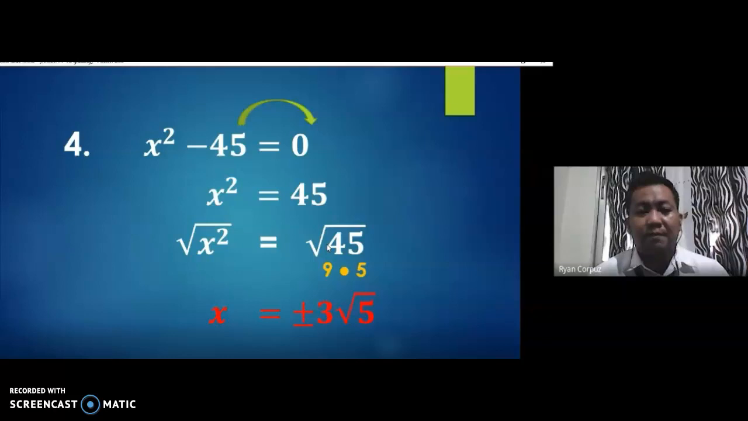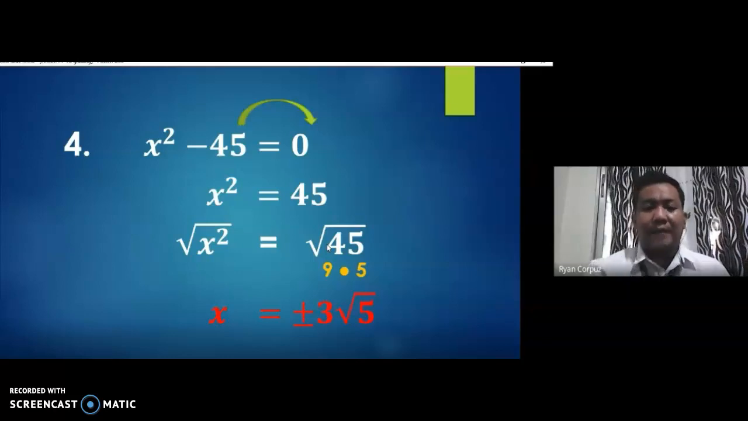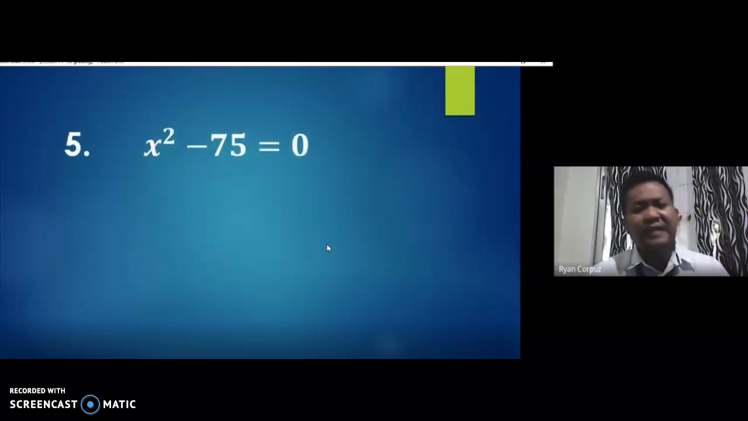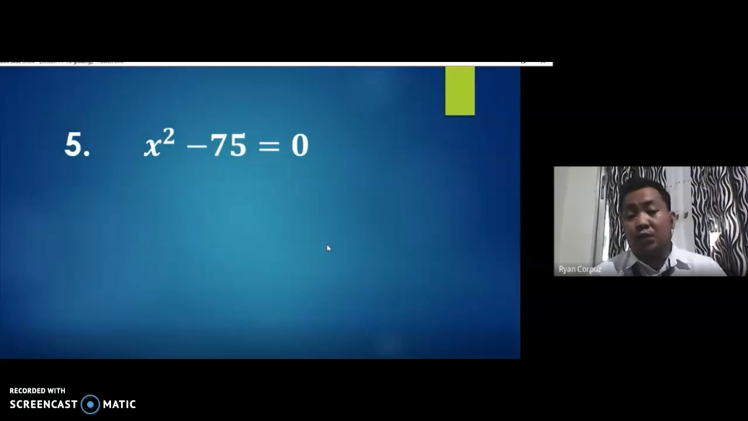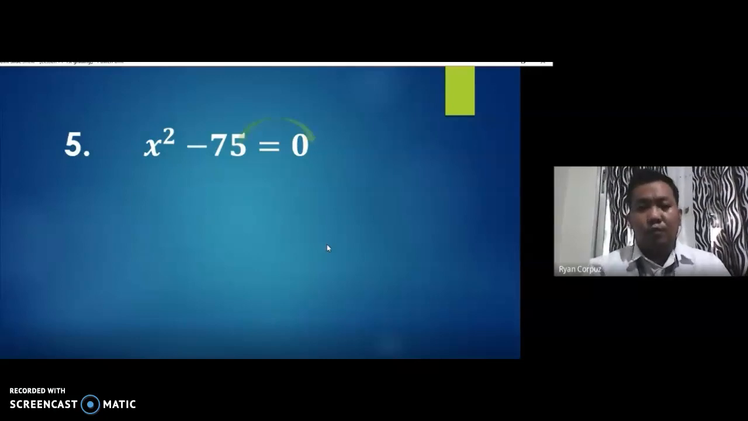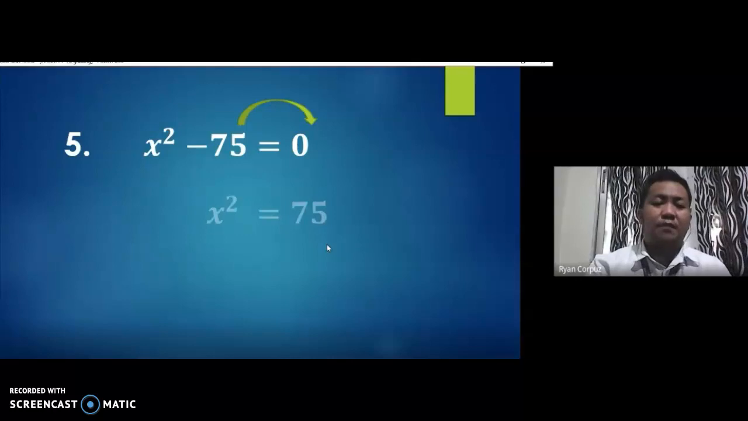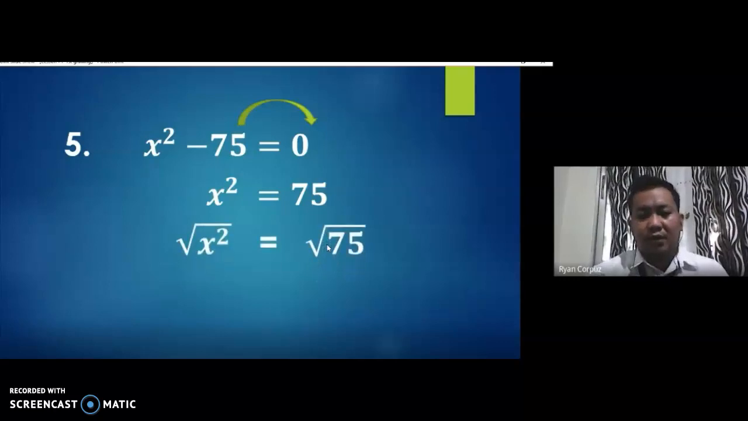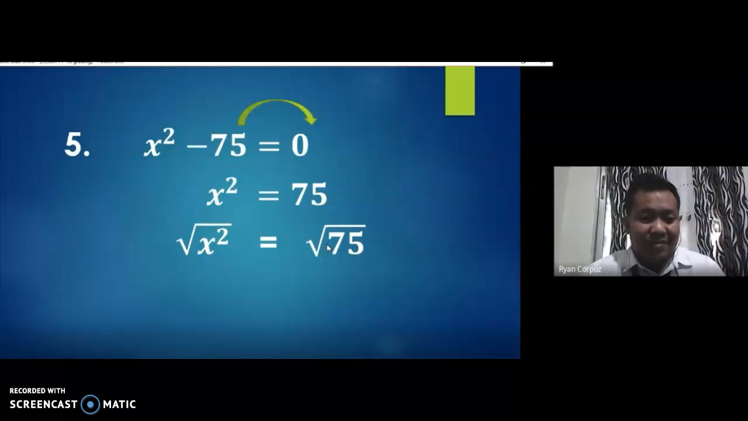So, did you understand that? For us to understand, let's try another example similar to it. Let's have example number 5. That's x squared minus 75 is equal to 0. Move the constant term to the right side of the equation. Then it will become x squared is equal to 75. Then get the square root of both sides of the equation. When we do that, on the left side, the square root of x squared is x. We know that it's already x.